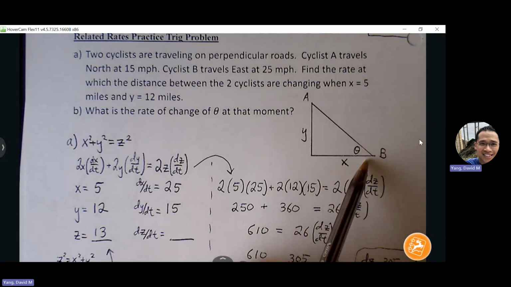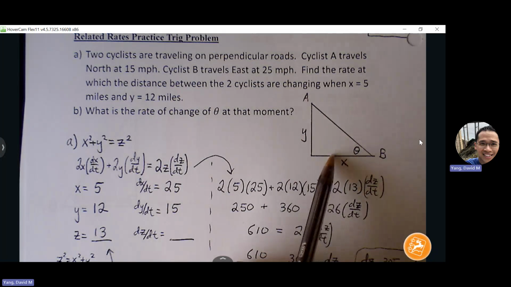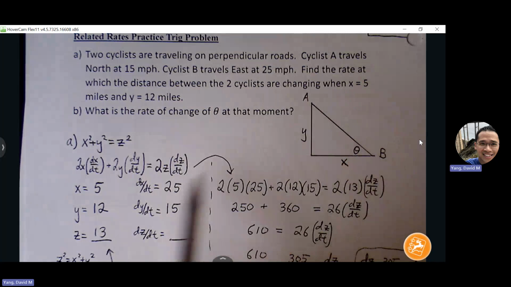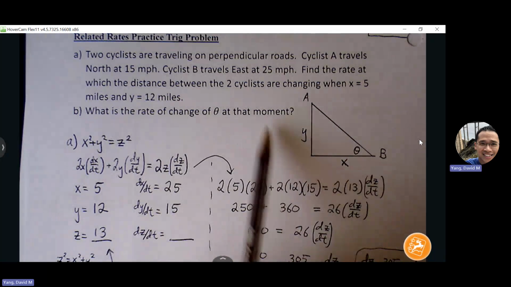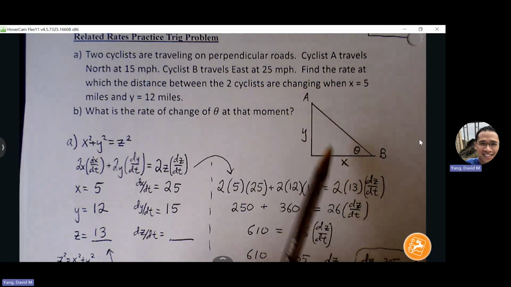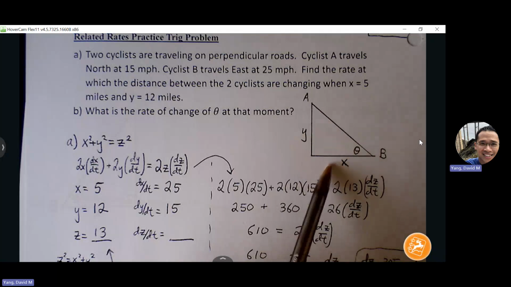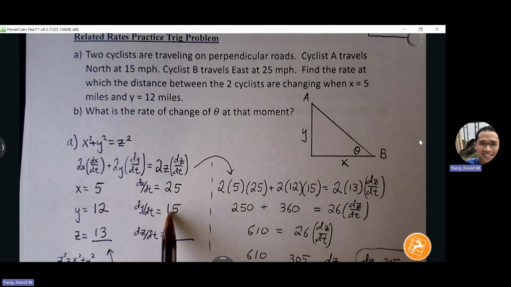Now, if the cyclist was here and moving towards the intersection, then we would expect dx/dt to be negative, right? So you want to make sure that you can convince yourself. Imagine this problem in motion and convince yourself whether the dimensions are increasing or decreasing, and let that guide whether you want your rate to be positive or negative.